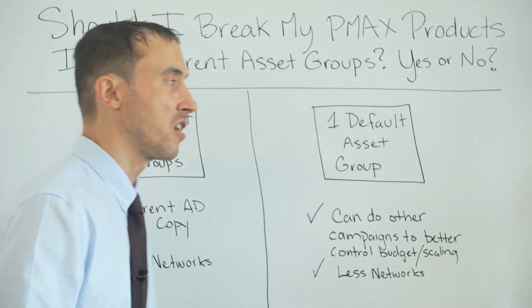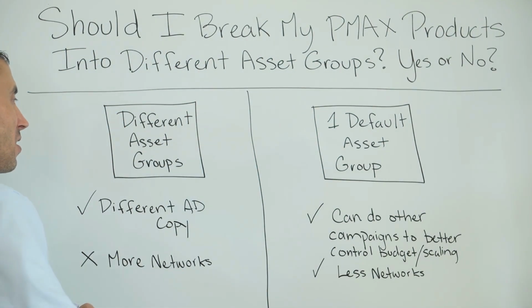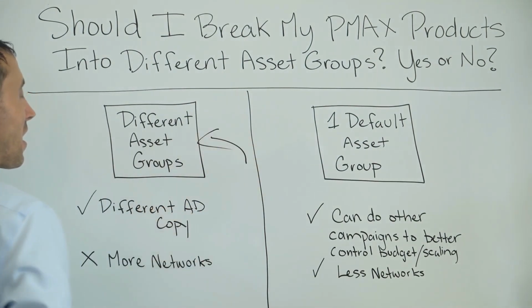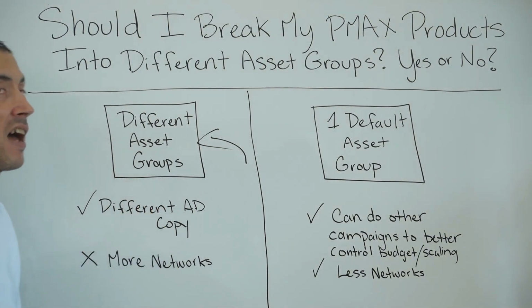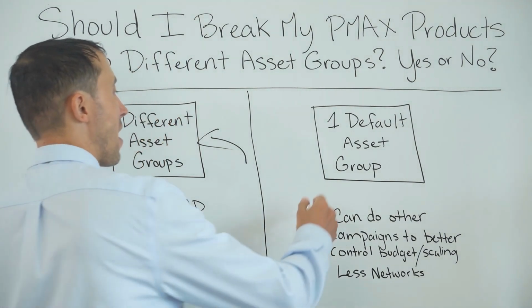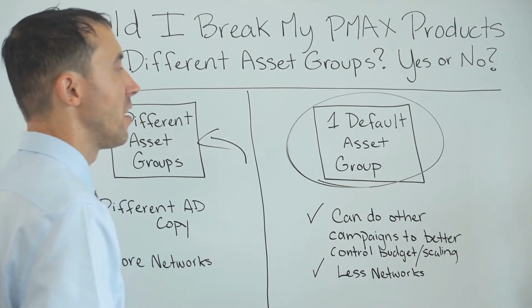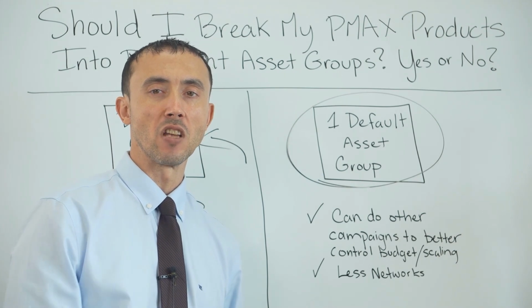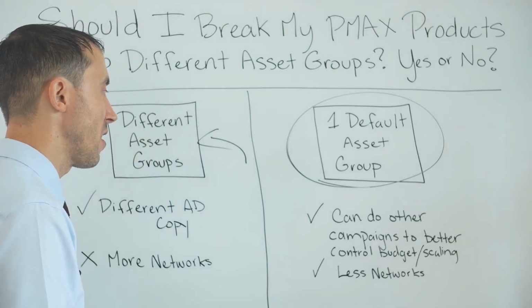So with that said, getting into the content here. This is actually a pretty simple video here that I'm going to cover and a matrix to go along with it. I got here on the left-hand side the pros and cons of using different asset groups. And then I've got on the right-hand side here the pros and cons of having one so-called default asset group within your PMax campaigns each time as well. So I will go through what each one of these are here.